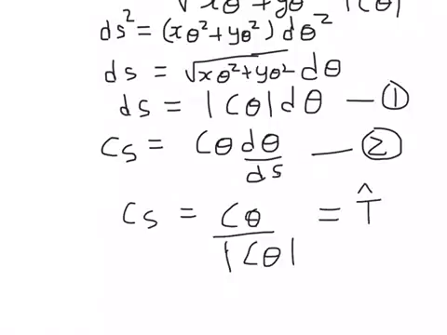So we saw that the unit tangent can be given by just differentiating the curve along the arc length, or differentiating it with respect to the parameterization variable, which in this case was theta, and then normalizing it. So in the next video we'll talk about how to find the normal of the curve.